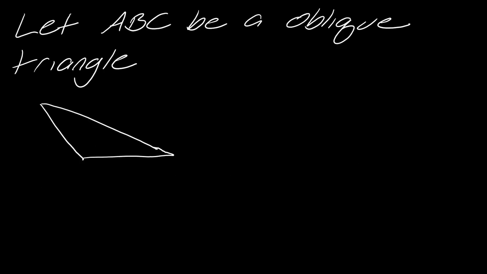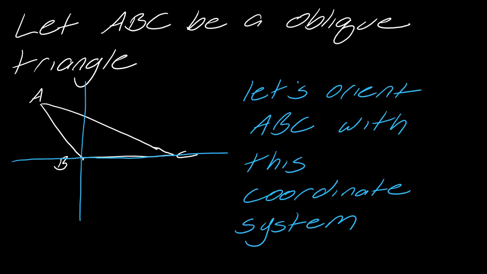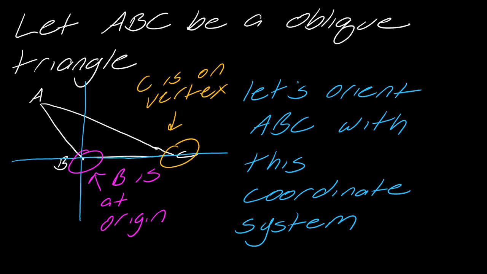Okay, ABC is going to be an oblique triangle, and from here I'm going to label my angles A, B, and C. Let's orient ABC with a coordinate system just to help us out. Let C be at the vertex, and we're going to be really specific with how we set up this coordinate system. We are being strategic, making sure that B is at the origin. This will make our life easier in understanding how the law of cosines arises.